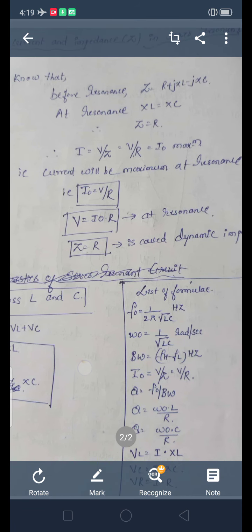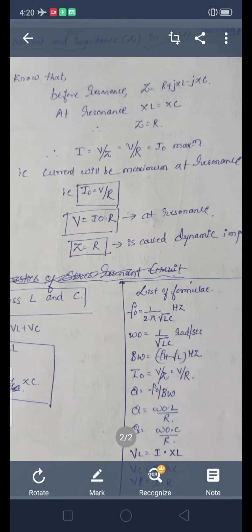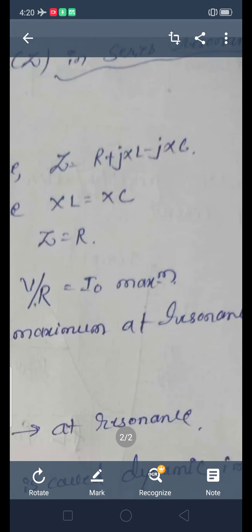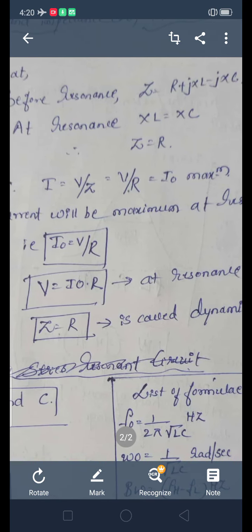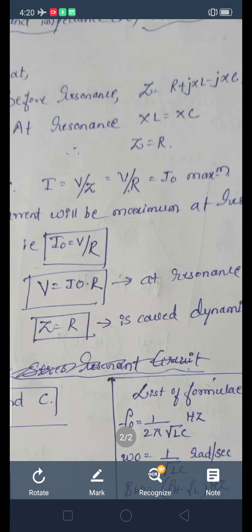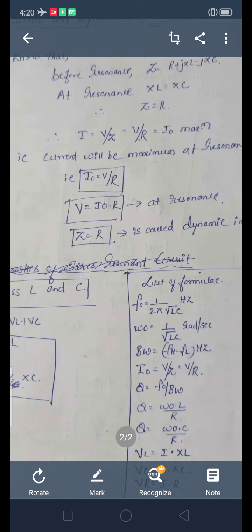And here I have also listed that before resonance the impedance of the circuit was resistance, inductive reactance, capacitive reactance. At resonance, these two are going to get cancelled. We will get XL is equal to XC at resonance. So, this Z becomes only R because these two values are going to get cancelled.